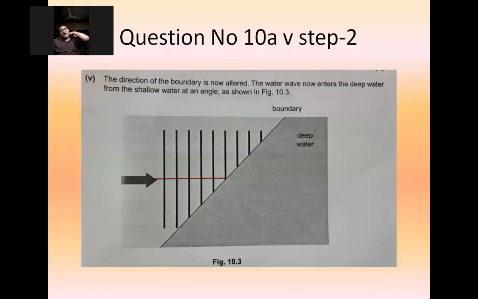Okay, so here in the second step, you can see that I have drawn that line. This red line is showing it. So this is basically showing you the direction of the wave. The waves are going in this direction. I prolonged it until it touched the boundary of the shallow and the deep water. So that was step number two.